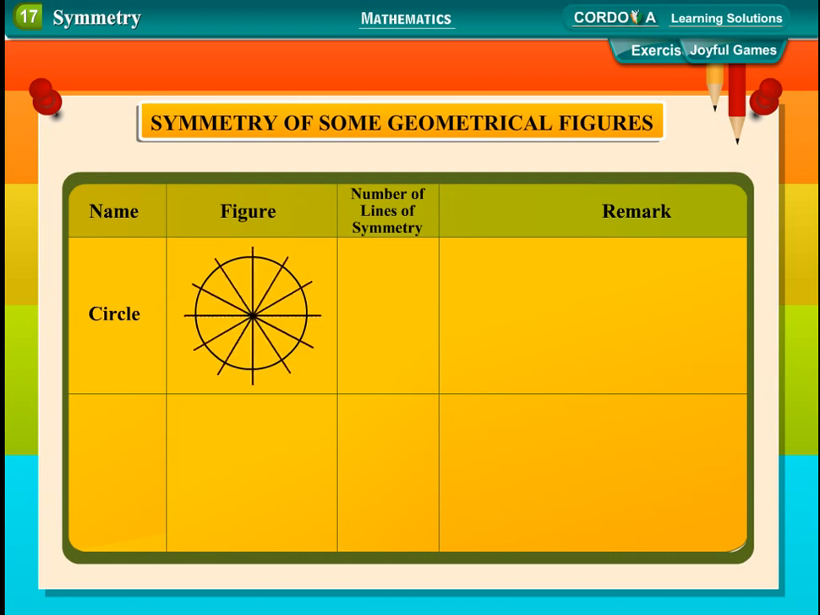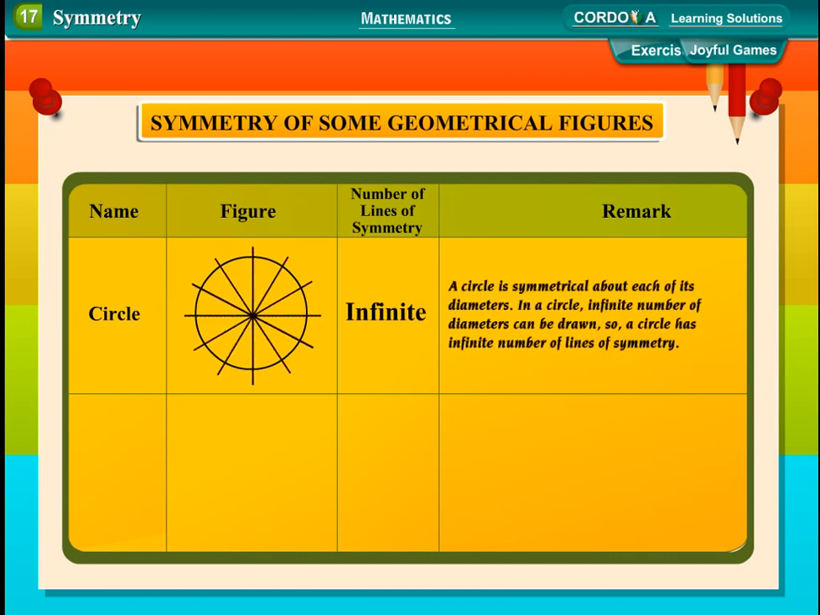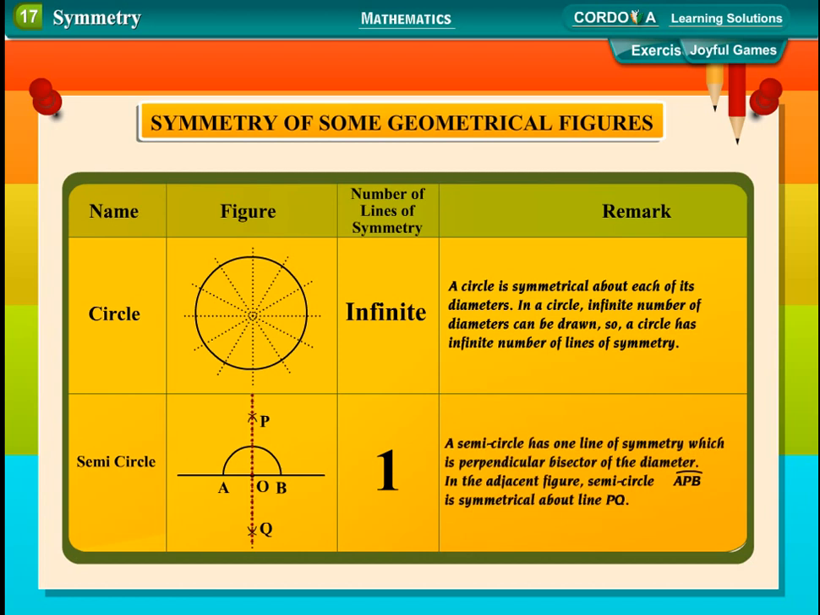Circle. A circle is symmetrical about each of its diameters. In a circle, infinite number of diameters can be drawn. So, a circle has infinite number of lines of symmetry. Semicircle. A semicircle has 1 line of symmetry which is the perpendicular bisector of the diameter. In the adjacent figure, semicircle APB is symmetrical about line PQ.